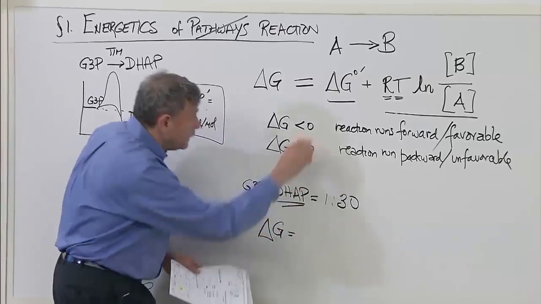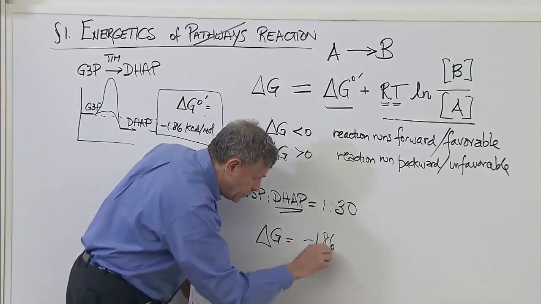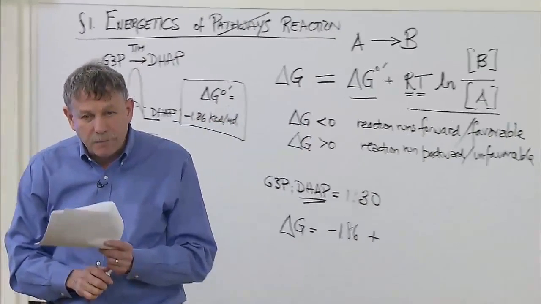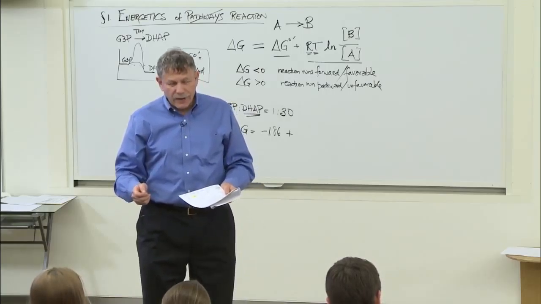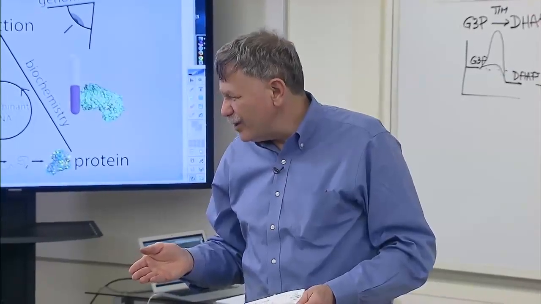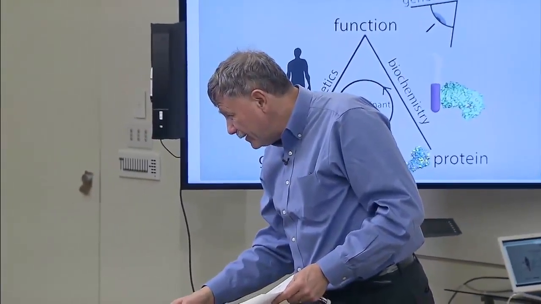Delta G will be, delta G0 prime was minus 1.86, right? Oh, we got to know what RT is. Now, RT depends on the temperature. So do we have to know what temperature our reaction is going on at? Turns out we don't, because it's the temperature in degrees Kelvin. And in degrees Kelvin, you live your life at essentially the same degrees Kelvin.